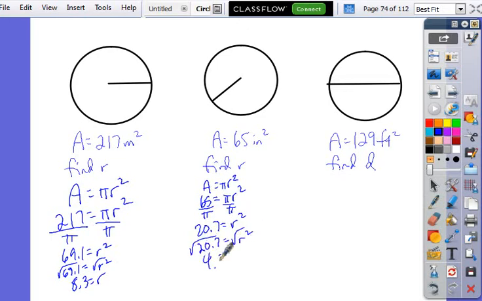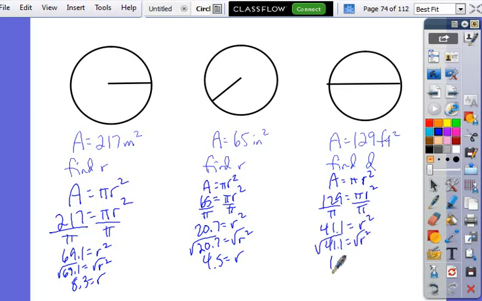All right. Come to the last one over here. Everything's the same. I'm going to say 129 equals pi r squared. Divide by pi. What is that? 41.1. And that equals r squared. So I square root. That's going to be 6.4. But 6.4 here is my r, and I want to find diameter. So I say 6.4 times 2. And that's 12.8. I get 12.8 for the diameter.